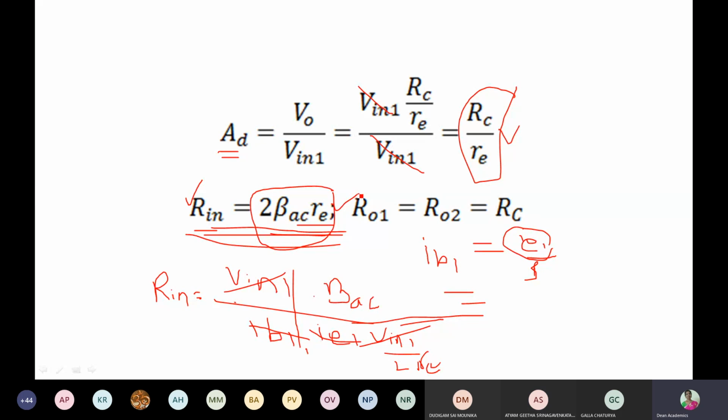So like that we define Rin for any amplifier, 3 parameters: differential gain, input resistance, output resistance. Differential gain we have completed, Rin we have completed. Now output resistance is equal to RO1 is equal to RO2 is equal to RC. That means what is the definition for output resistance? Output resistance is the resistance measured at the output terminal with respect to ground.